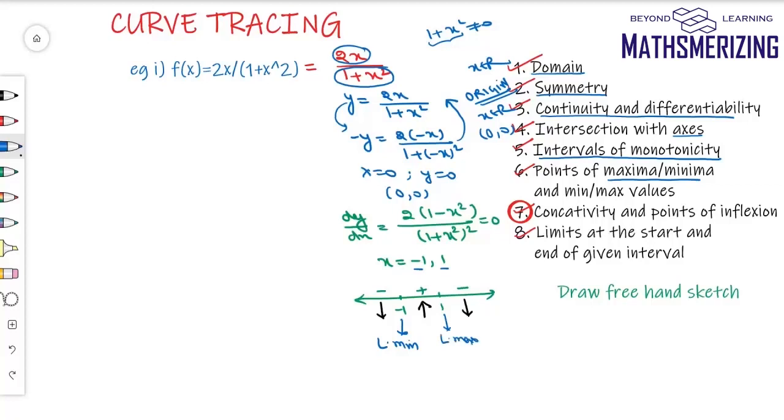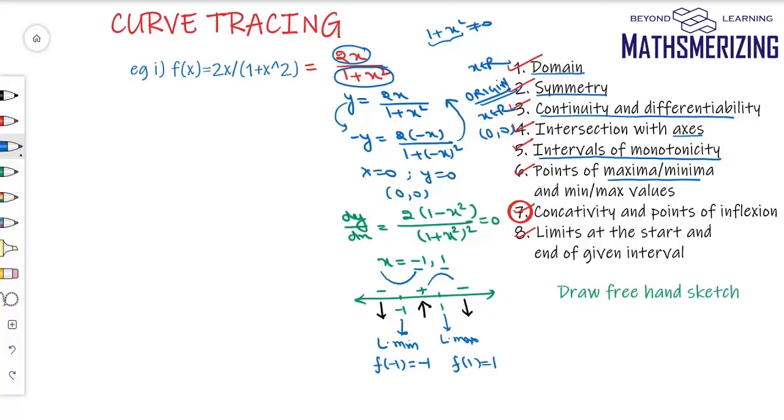So for minus 1, the graph first decreases and then increases. So obviously it's a point of local minima. And at 1, the graph first increases and then decreases. So that means at 1, there's a local maximum. I will also find the values at minus 1 and 1. So if I'll put x as minus 1, I'll get y as minus 1. And if I'll put x as 1, I'll get y as 1.